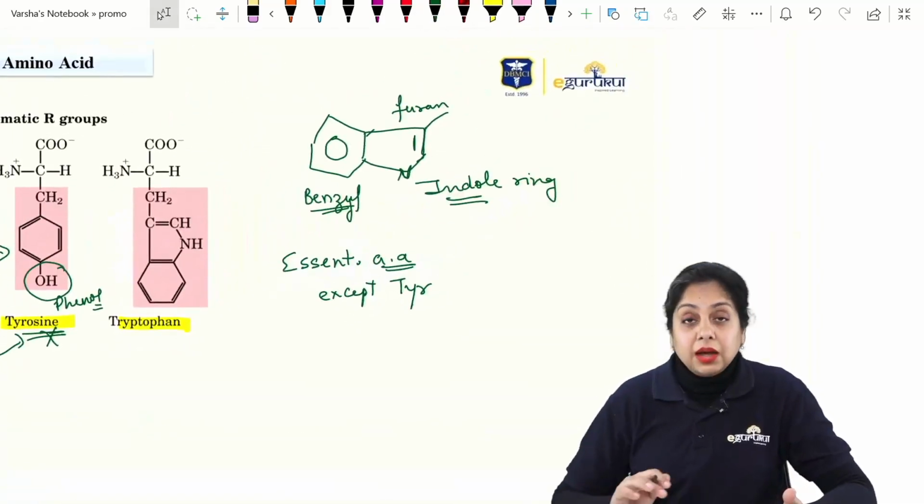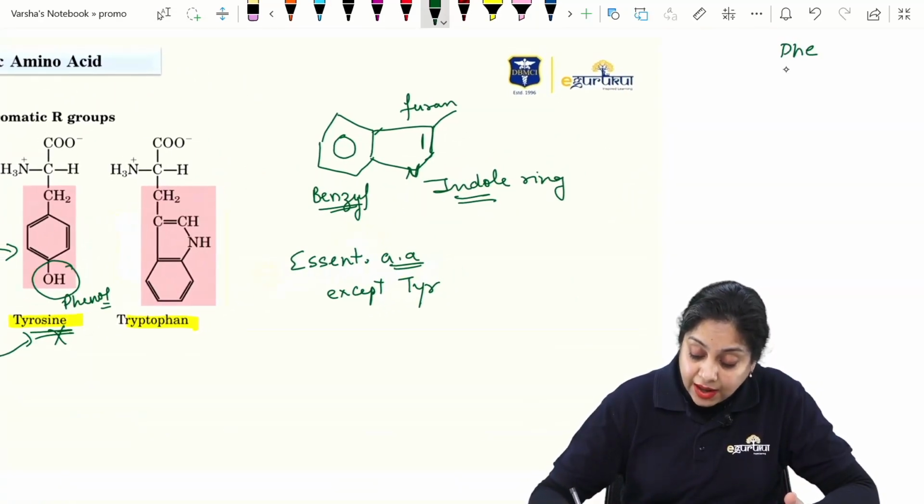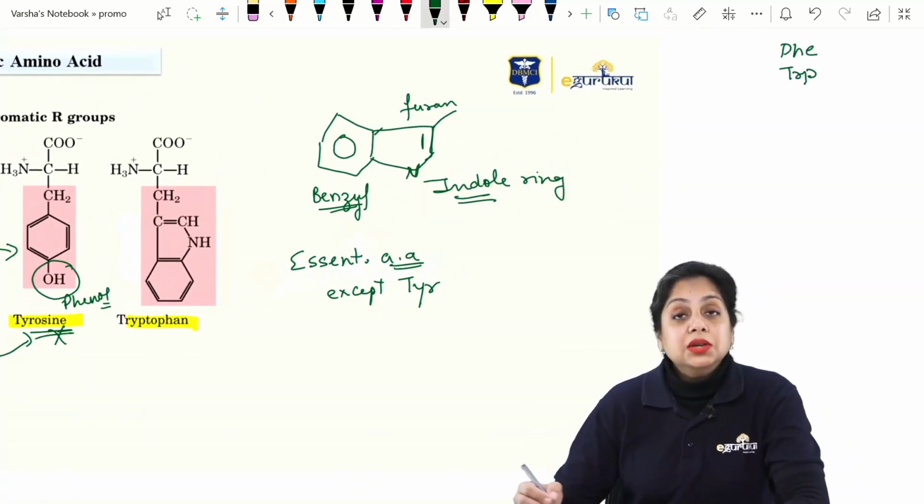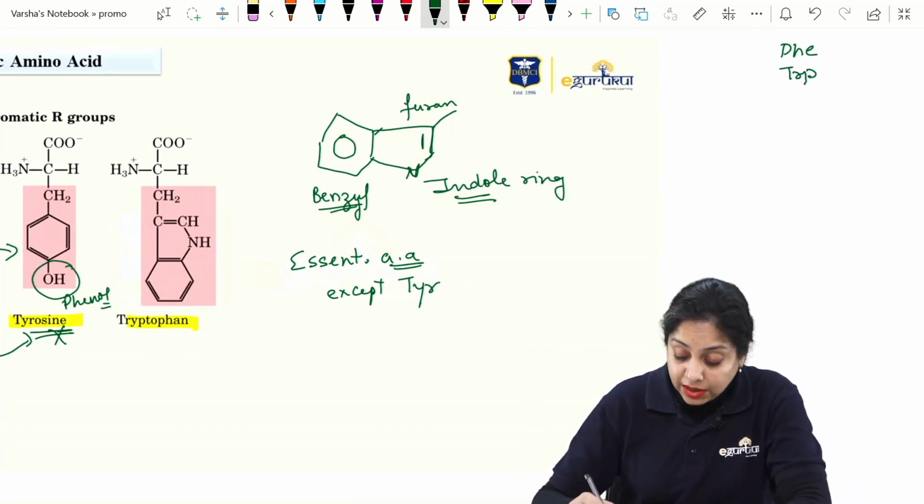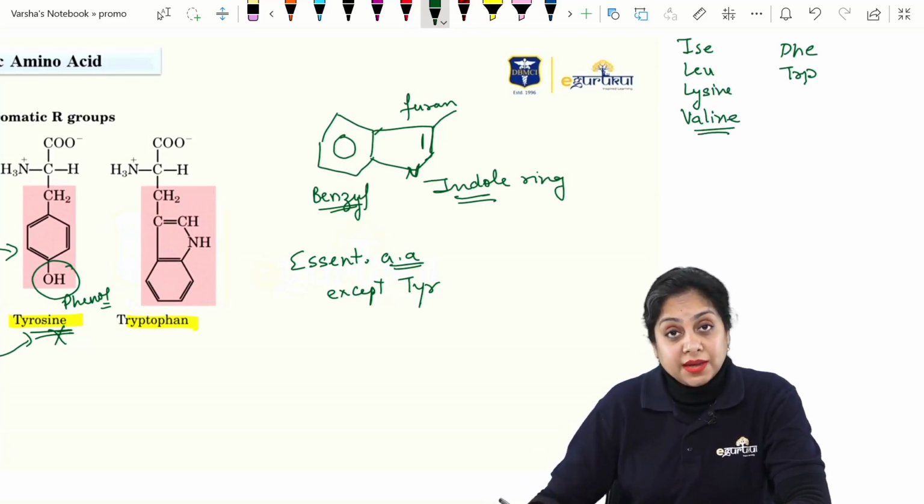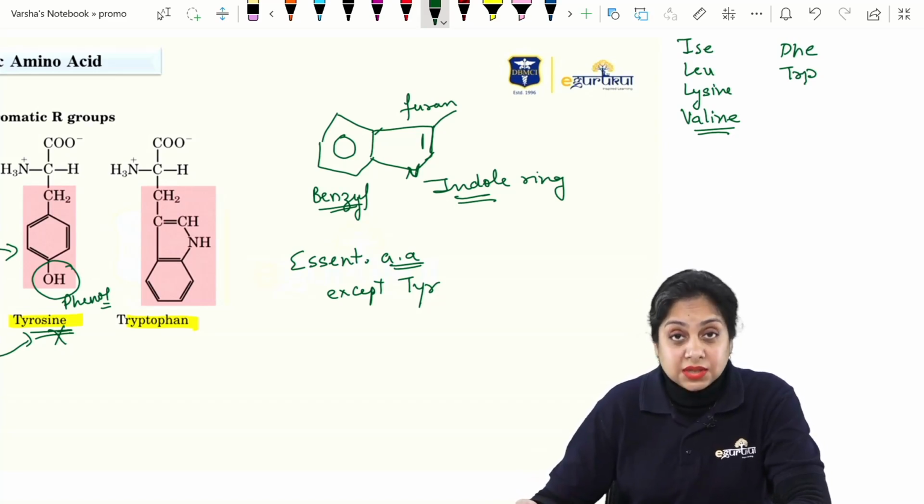We have seen that among the aromatic ones, phenylalanine and tryptophan are essential amino acids. If you look at the branched chain amino acids: isoleucine, leucine, valine, and also lysine. All these are also essential amino acids because a branched chain structure, just think that way, is difficult to synthesize in the body. That is why they are essential amino acids.